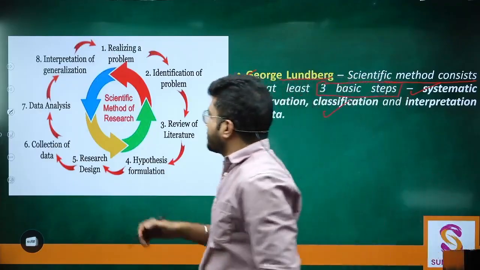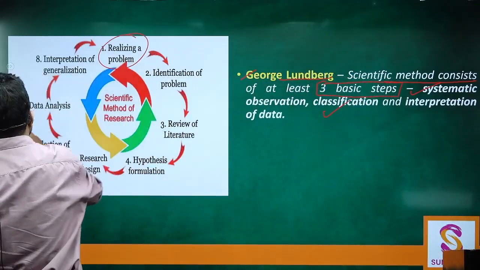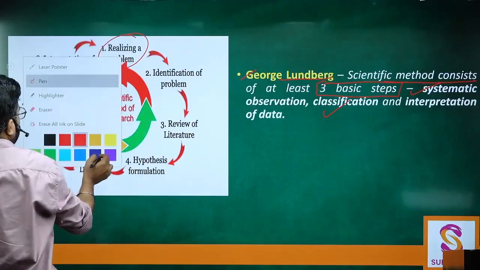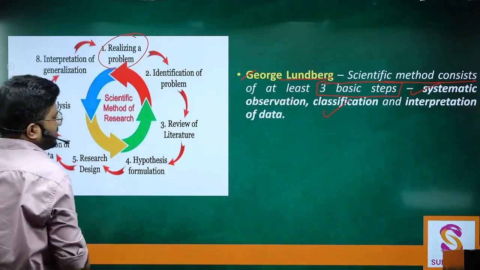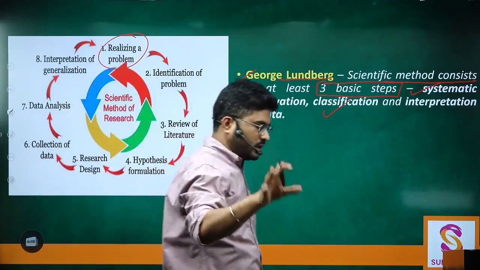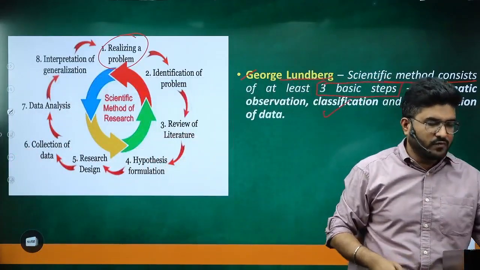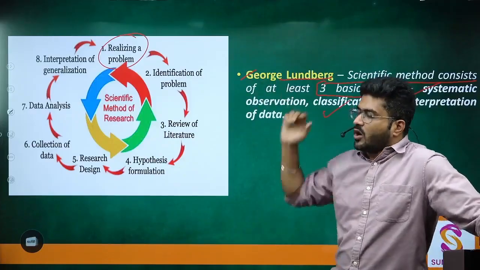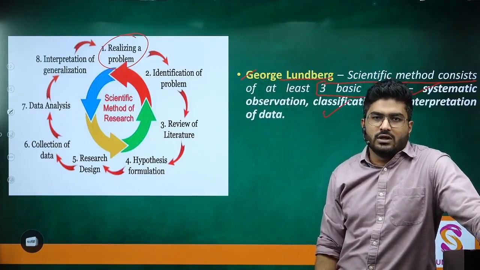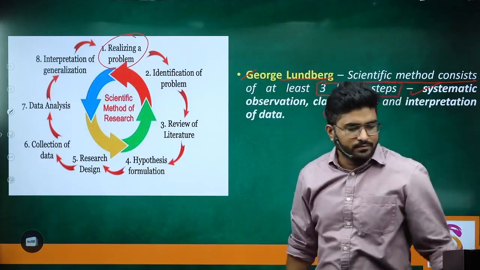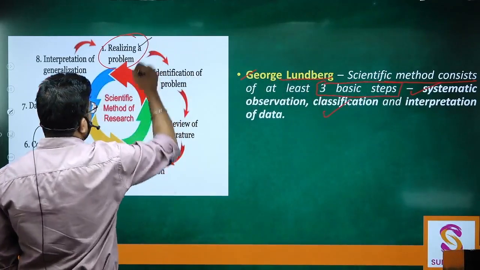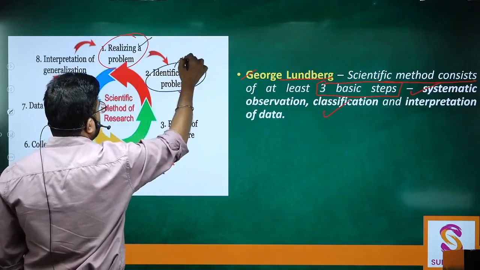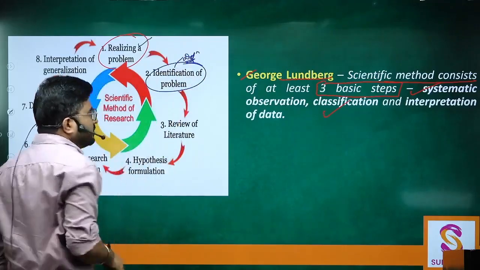Now the first process is realizing a problem. So when we are talking about scientific data, we have been trying to analyze the process of scientific method. We have to first find out the problem, what the problem is all about. Defining a problem. We realized a problem, then we identified or defined the problem.